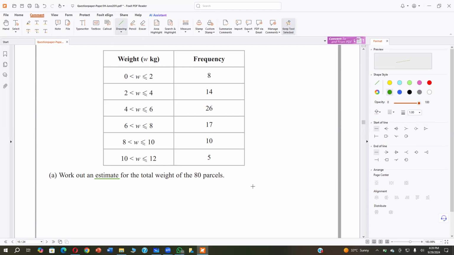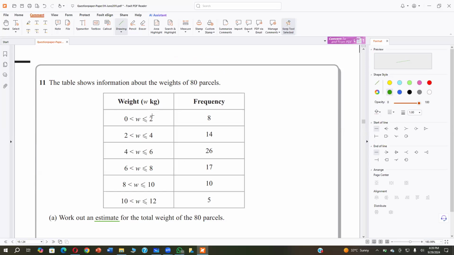So for the total weight, because these are ranges, these are the numbers in a range, I have to look for a way to manage this range, because a range contains two numbers. In multiplication, I have to put only one number. So I can go in a way that I can use the midpoint.